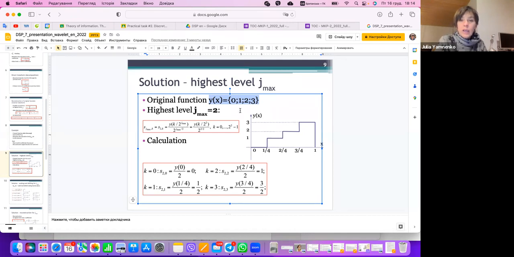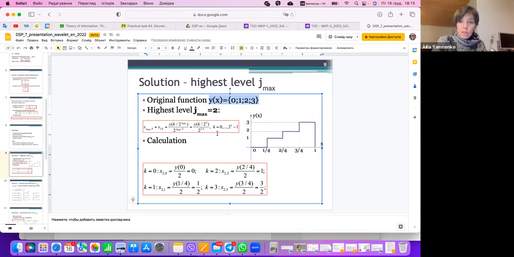So like here, our 4 values will be put here. The first quarter of the function is equal to 0, the second quarter 1, the third quarter 2, and the last quarter equal to 3. This is our original function, and this is the formula for how to calculate S. So we combine them and put these 4 values of the original function, 0, 1, 2, and 3, into the formula for the S coefficient.